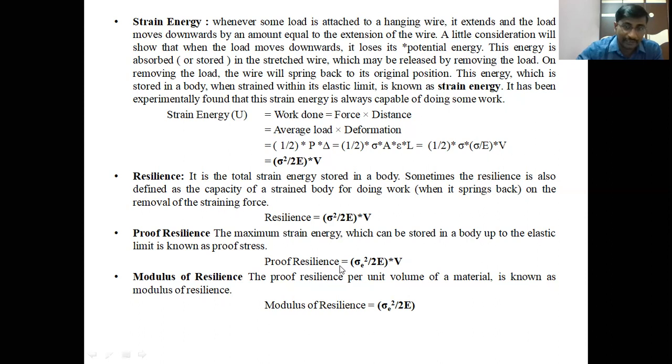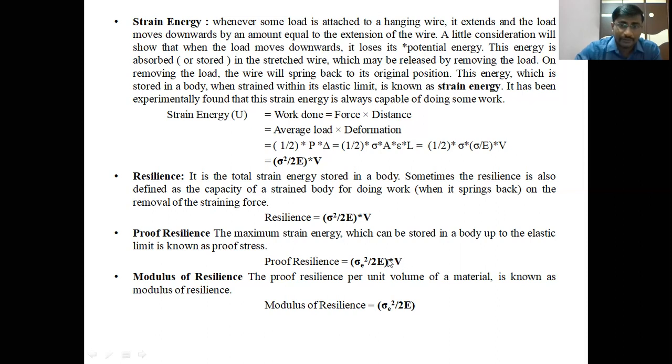Proof resilience formula, in place of sigma you can write sigma E. Why is it written as sigma E? Up to elastic limit, the stress up to elastic limit is represented by sigma E. Sigma E square by 2E into volume, the stress developed within the member up to elastic limit. This is the proof resilience formula. Next, modulus of resilience. Modulus of resilience means the proof resilience per unit volume. Every unit volume lo store aye proof resilience ni energy ni modulus of resilience anta. So modulus of resilience is equal to sigma E square by 2E.